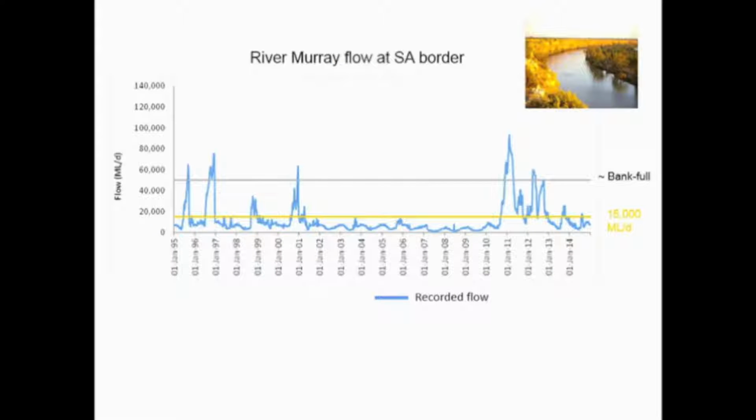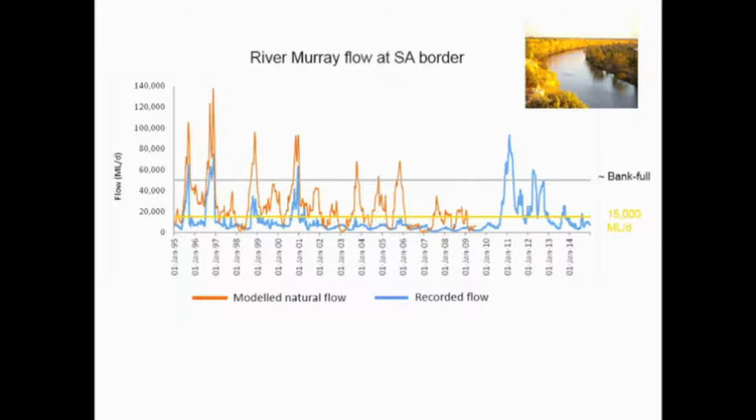So the Murray-Darling Basin is a highly regulated system, and the Lower Murray has changed to a series of weir pools after the construction of weirs and locks. The graph shows the River Murray flow at the SA border over the last 20 years. As you can see, during the Millennium Drought period, most of the flow discharge at the SA border is less than 10,000 megalitres per day. So mostly it's entitlement flow.